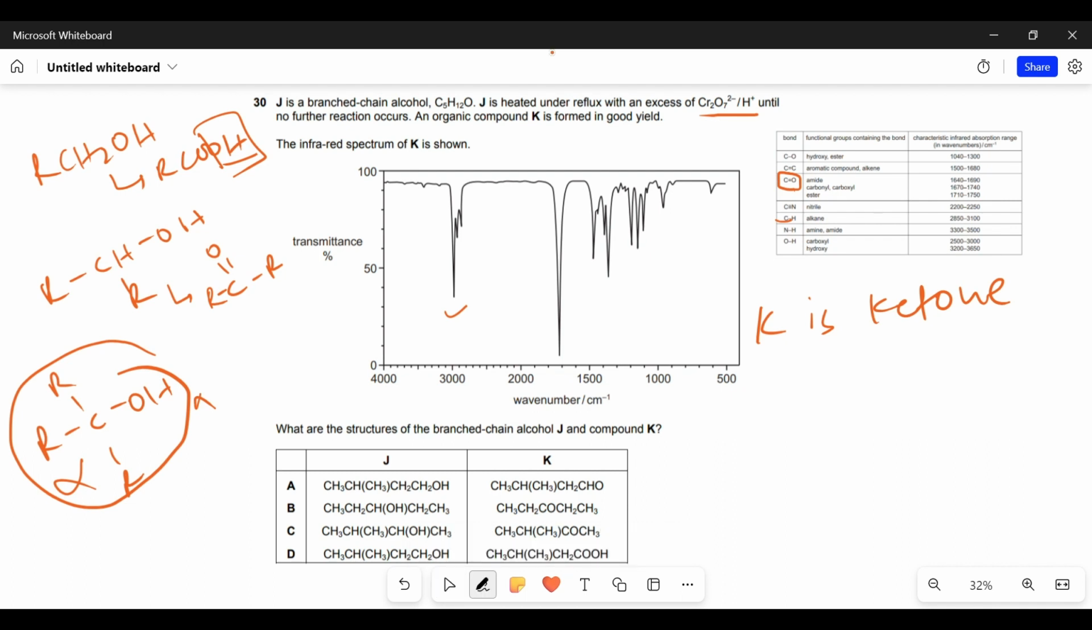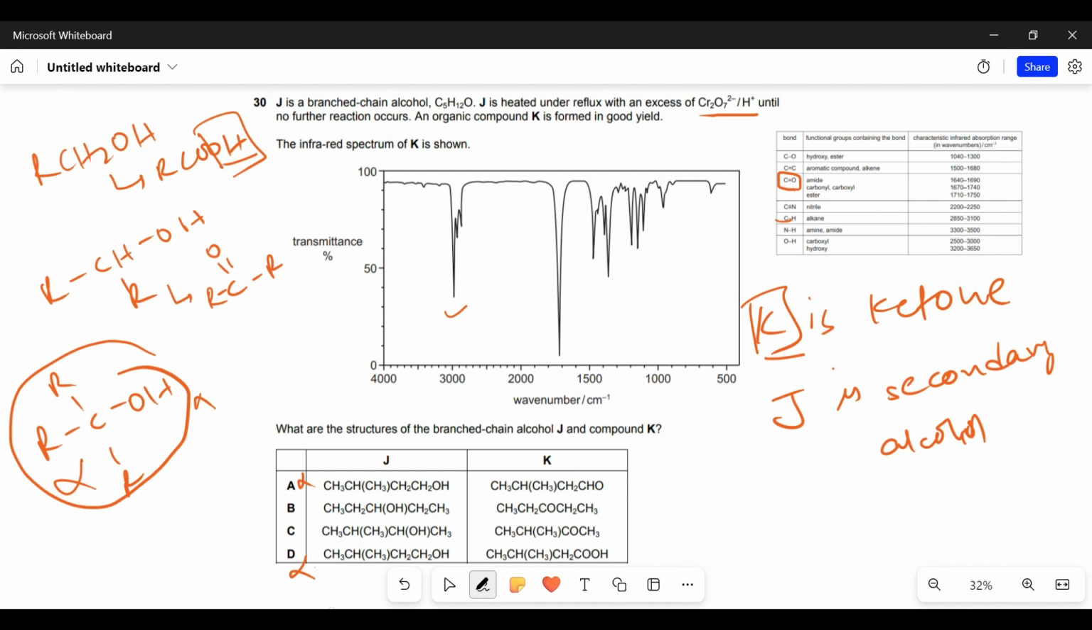Now let's look at the options. K is a ketone, and that means J must be a secondary alcohol. If I look at the options, option A is a primary alcohol, so this cannot be the answer. Similarly, D is a primary alcohol, so this cannot be the answer. A and D cannot be the answer. Let's look at options B and C. Option B is a secondary alcohol, and option C is also a secondary alcohol. These two can be the answers.